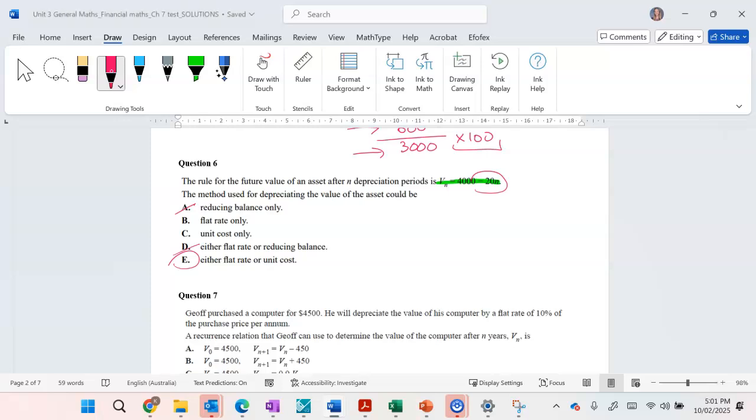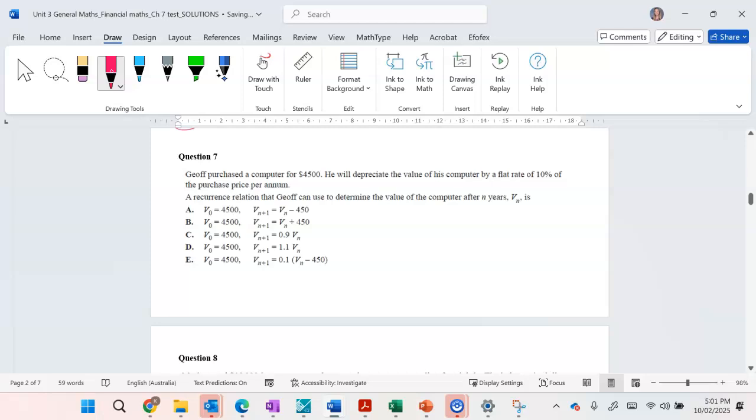All right, so a bit tricky because it can be B and C, but it does say only, but it can be either flat rate or unit cost. So this rule is an example of linear decay. All right, so yeah, it can be either flat rate or unit cost.